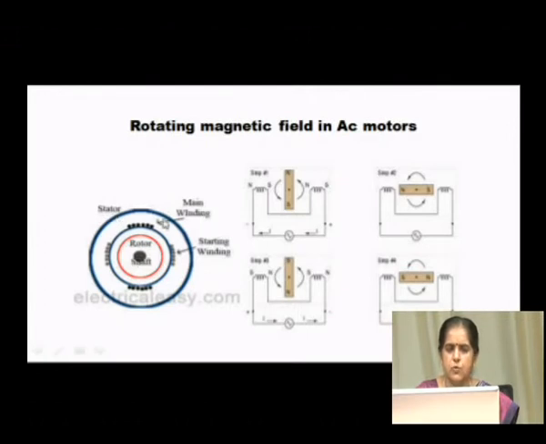This one shows the arrangement of the stator as well as the rotor. There will be two windings. One is the main winding and another one is the starting winding. This is the winding which is used at the starting of the motor. Therefore, this type of winding is known as starting winding.